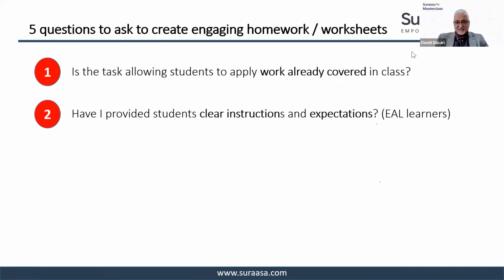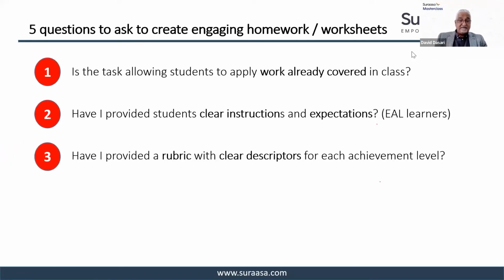Guys, this is especially important for EAL students, students that do not have English as their first language. Number 3, have I provided a rubric and clear descriptors for each achievement level? So the student knows, if I do this, I'll get a 1. If I did that, I will get a 3. Okay, so there's no confusion. And especially when you are having an opportunity to share with a student why they got a 1 or 3, you can use the rubric for that discussion.